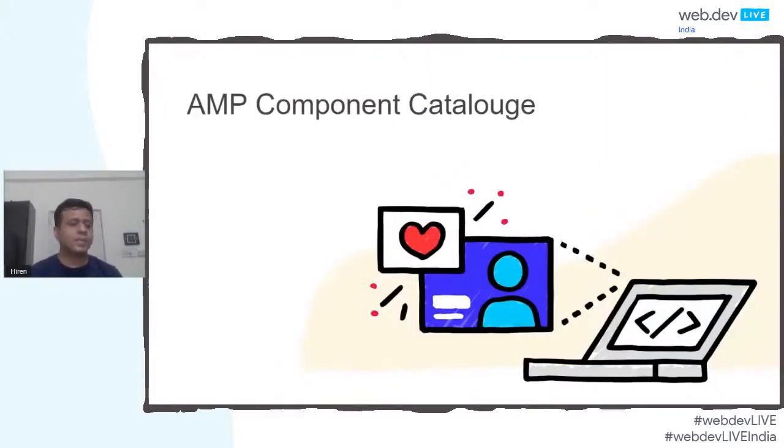Okay, now let's quickly see some of the AMP component catalog. Here I have mentioned some of the well-known AMP components which are available in the catalog. The full list is available on the amp.dev website. There you can see all kinds of AMP components available in the catalog, and you can use them as and when required.